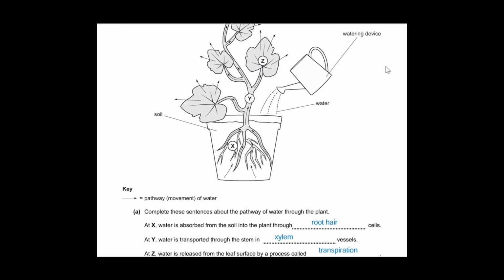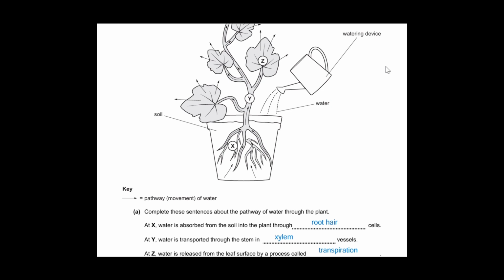But then, the question is asking us beyond that. The question says which cells are absorbing this water. So you need to start thinking about the cell in the root that does this absorption. Of course, that is root hair cells. Be assured, if you write root alone, you won't get this mark.